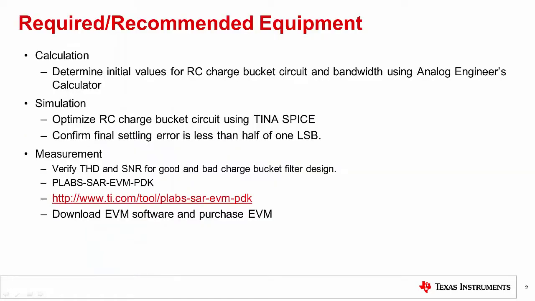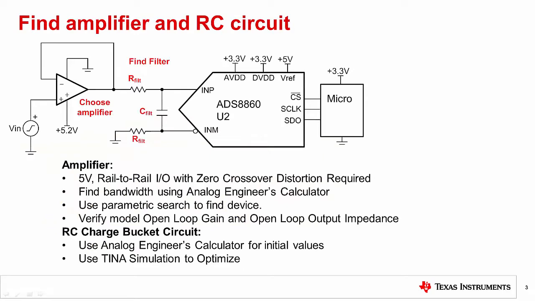In the last Precision Labs lecture, we described in detail the steps involved in selecting the SAR ADC amplifier and associated filter. For this lab, we will quickly review and summarize this procedure. We will use the Analog Engineer's calculator to find the bandwidth and initial values for the RC circuit. Next, we will optimize the circuit using TinaSpice. Finally, we will measure the performance of the properly designed circuit as well as the poorly designed circuits.